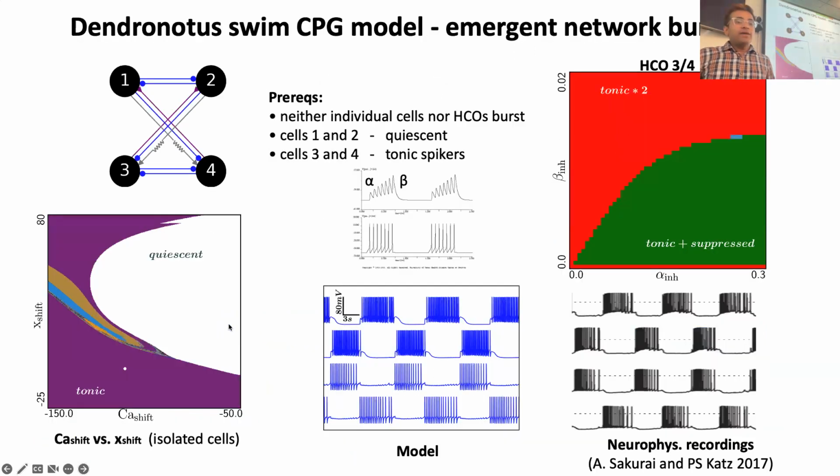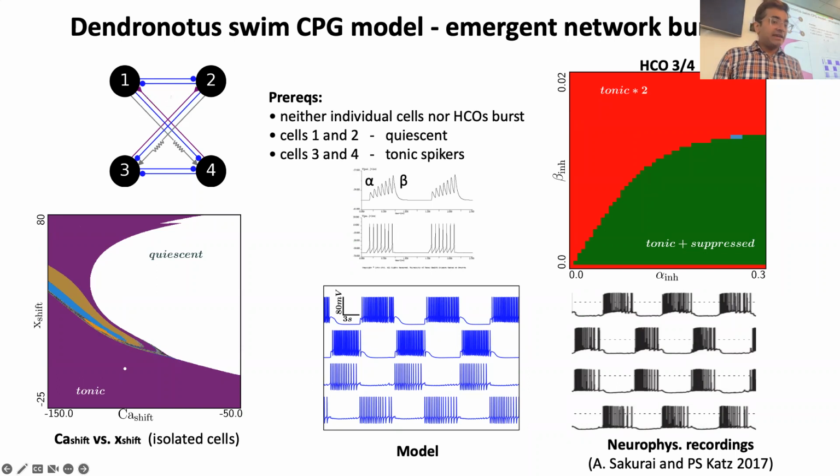Okay, so next, we are using the same approach to build in a bottom-up fashion a 4-cell CPG that controls the swimming behavior of the sea slug Dendronotus. So in Dendronotus, these neurons are not intrinsic bursters. So when isolated, they do not burst. They're either quiescent or tonic spiking. And then even the half-center oscillators do not produce bursting rhythms.